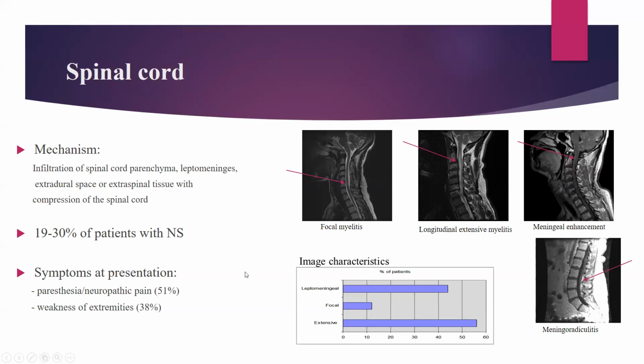We did a study here at Henry Ford. We looked at our patients from 1995 to 2019, and in our spine patients that we've seen in the clinic, the majority had actually an extensive longitudinal myelitis, followed by the leptomeningeal disease.